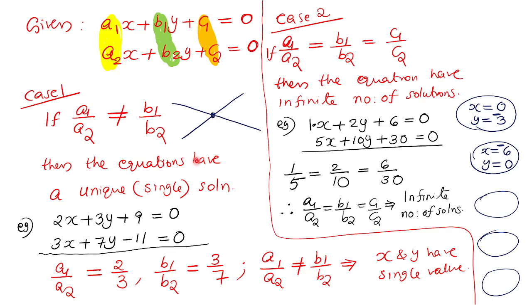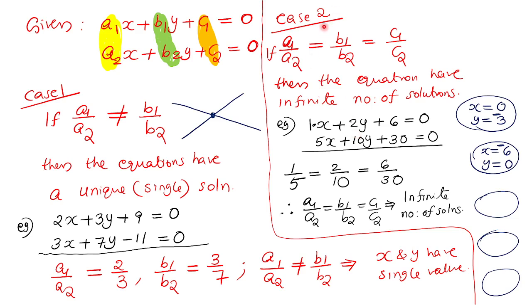So the question will be like this: two equations will be given. What will be the nature of the graphs? Whether it is intersecting or non-intersecting, like that. So please note case 1. Single solution. Graph will be meeting at a single point.